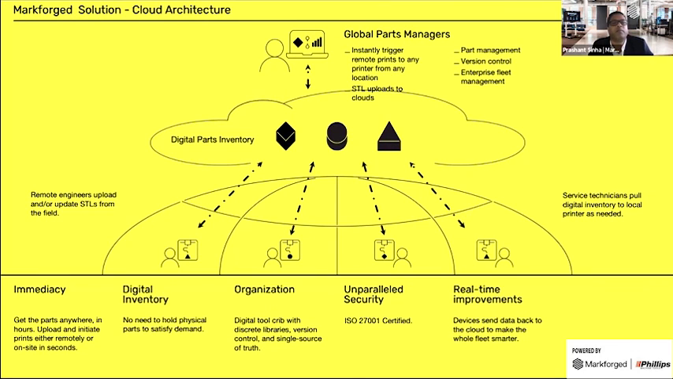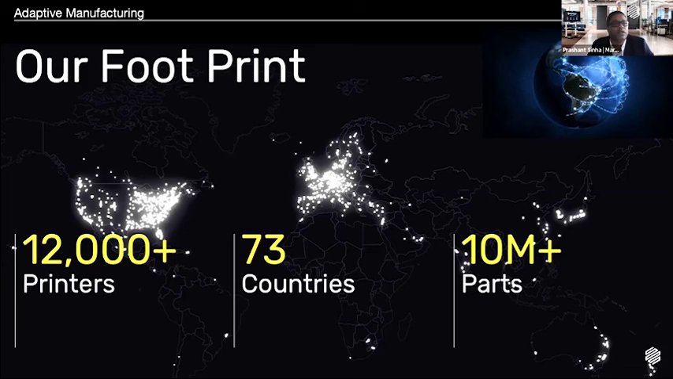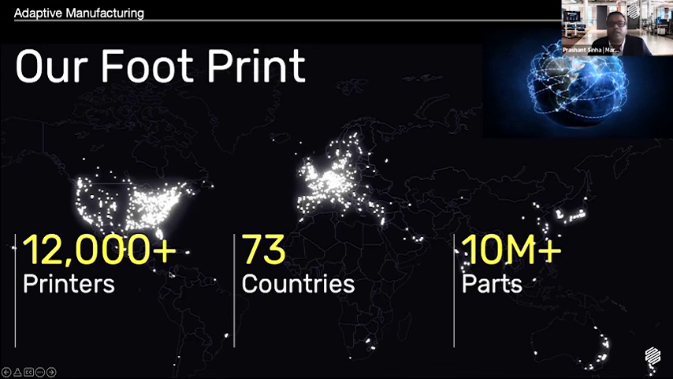At the organization level, you can manage part management and version controls, and give rights to different users. You can manage as many users and any number of machines through our Eiger fleet management system software. Our footprint: Markforged has the world's largest connected fleet, with over 10,000 printers in the field, spanning over 73 countries. These printers have produced over 10 million parts as of date.